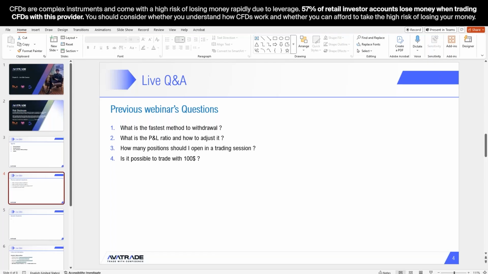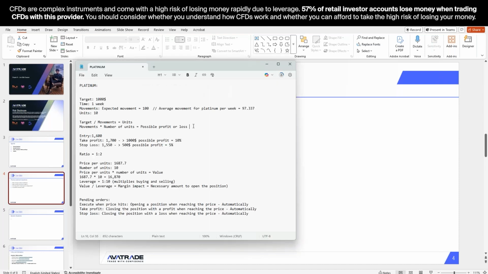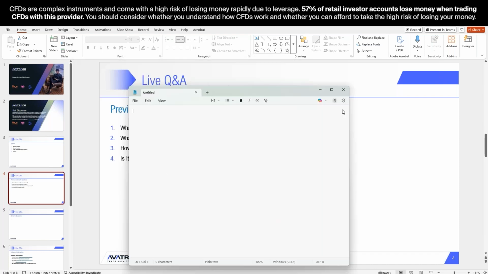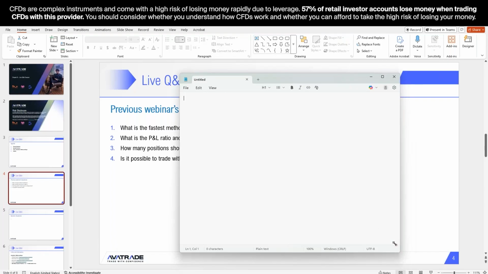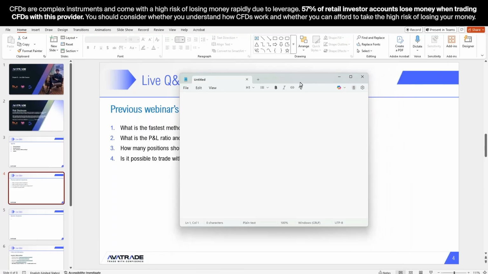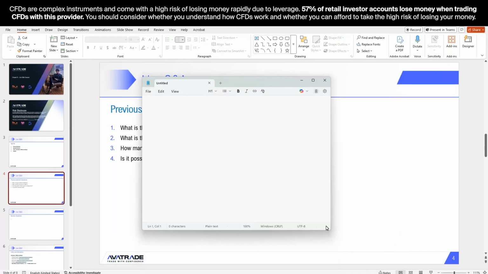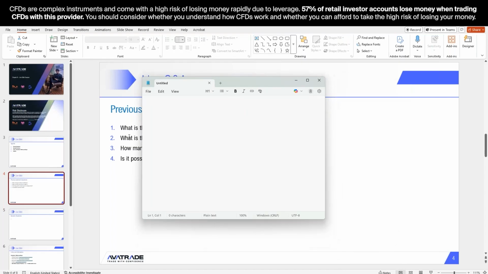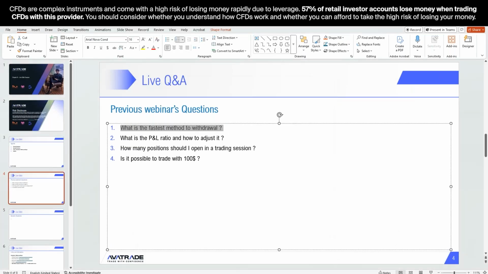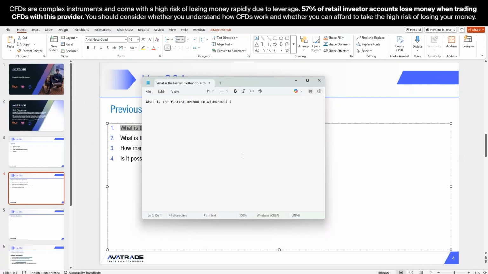The first question that we have here is, what's the fastest method to withdraw? Now, we can obviously, let me just get one notepad here. Okay, now I cannot confirm specifically what will be the fastest method, of course, but we can make a quick comparison.